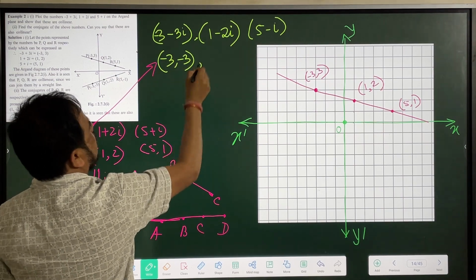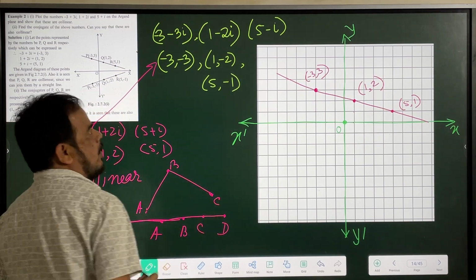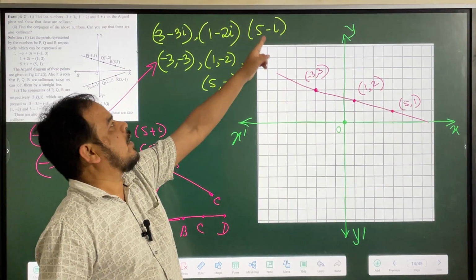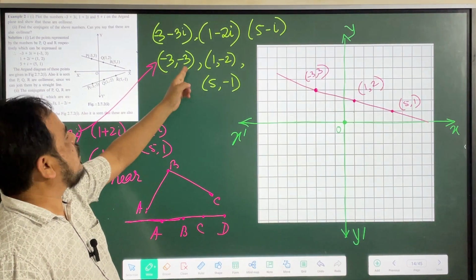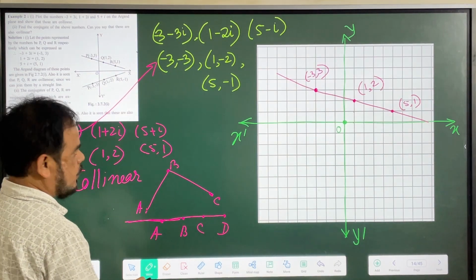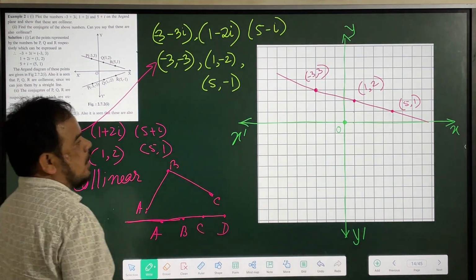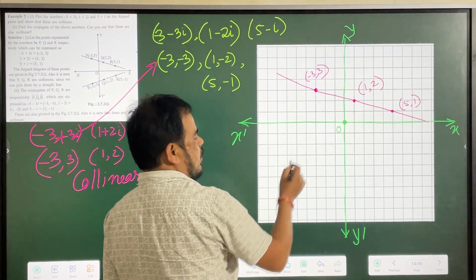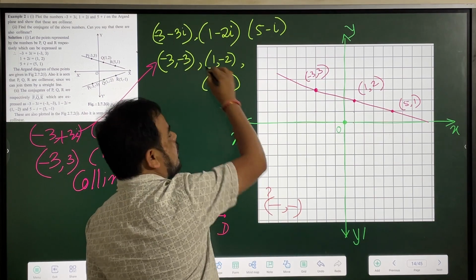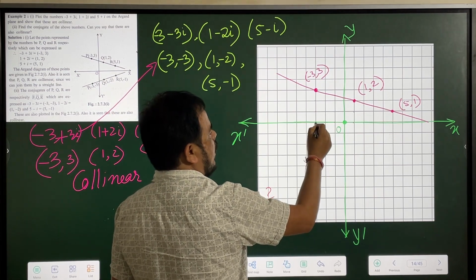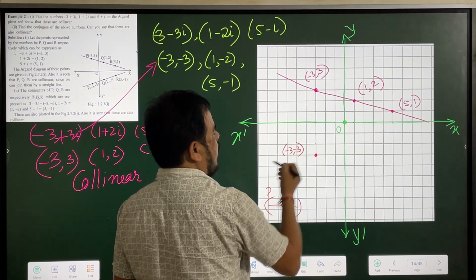So what are the ordered pairs? Minus 3, minus 3; 1, minus 2; and this one 5, minus 1. Remember that minus i means minus 1. So now we will plot the points. Minus 3, minus 3. See, this is the quadrant in which both will be minus. Minus 3, minus 3: 1, 2, 3, again 1, 2, 3. This is minus 3, minus 3.